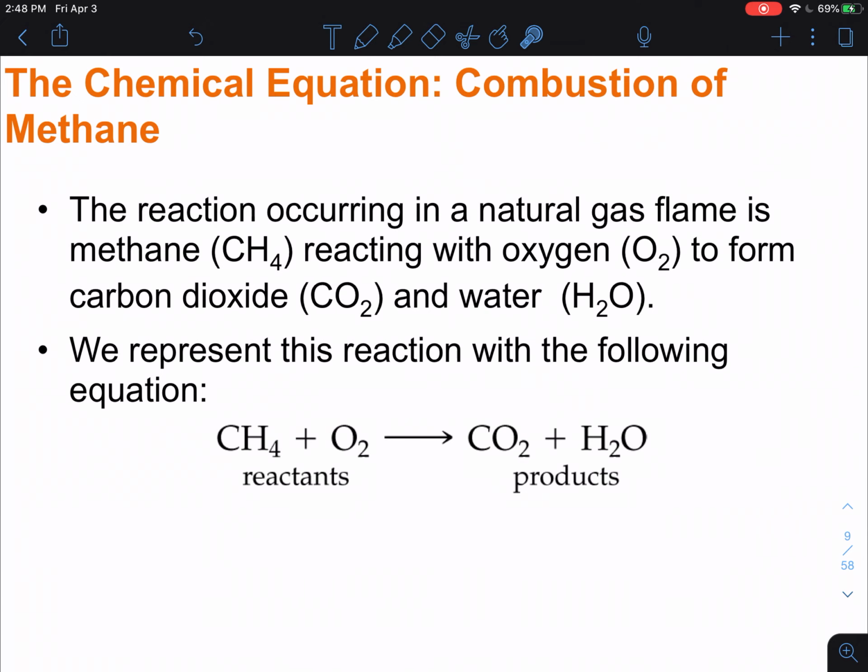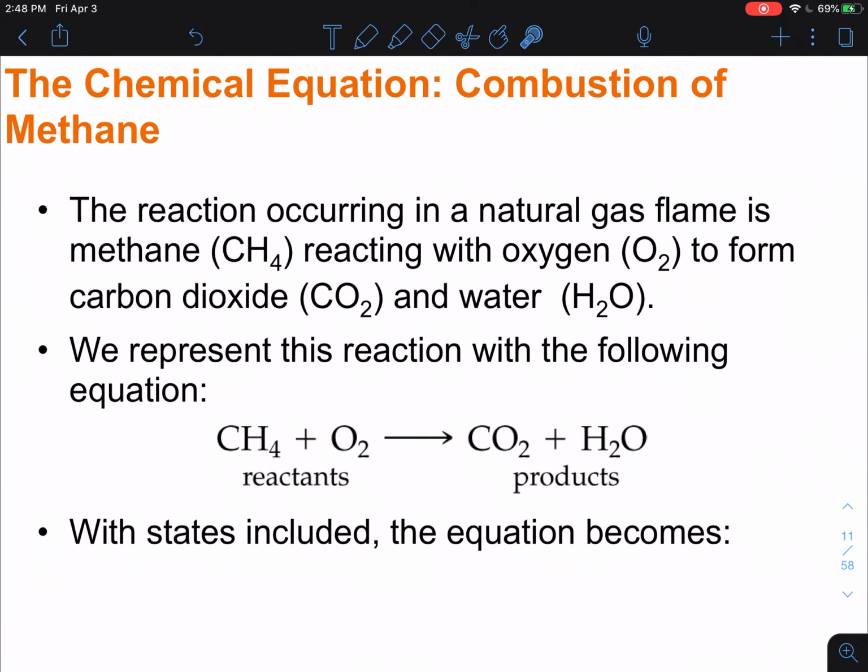I'm just going to keep going with this, with the states included. Now, the states weren't ever indicated up here, but well, it kind of was with the natural gas flame. So we know that if it's natural gas, we're going to have CH4 and then subscript gas. So we'll just do subscript G, plus O2. Oxygen gas, again, is a diatomic, so G as well.